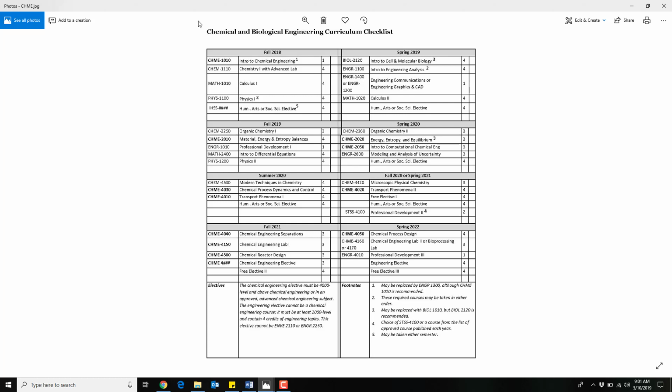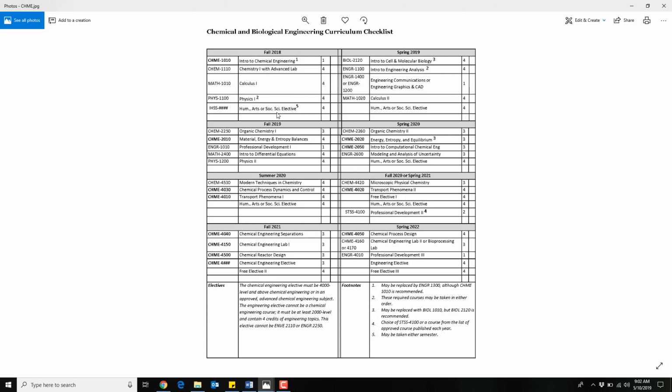Next you have Chemistry with Advanced Lab. While there's no footnote on here, I did want to indicate that if you come in with AP credit, which we will cover in a little bit here, the AP chemistry does actually count for this course, although there is not an advanced lab of what you had taken previously. The next footnote is for Physics 1. You'll see a number 2 here. This course can either be taken during the fall or spring semester.